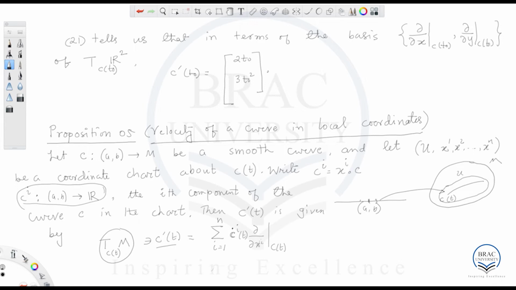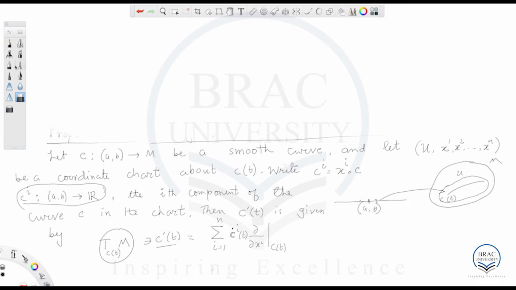Okay, so thus relative to this basis, the basis del by del xi at c of t, i runs from 1 to n. This is the basis for the tangent space TM, the tangent space to M at c of t.